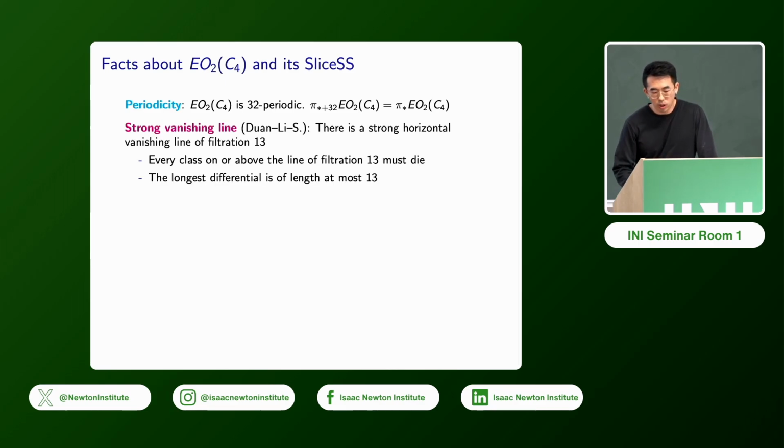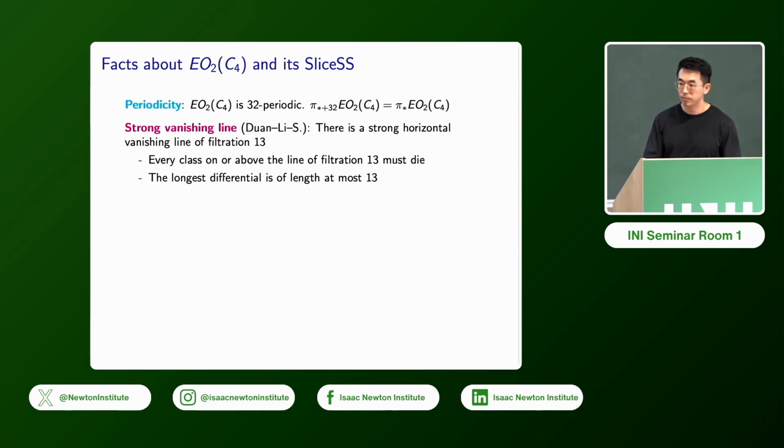There's also a strong vanishing line. So what I also know is that there's a strong horizontal vanishing line of filtration 13. What that means is that every class above the line of filtration 13 must die. That's what horizontal vanishing line means. What strong means is that the spectral sequence also collapses after the E13 page. So the longest differential in the spectral sequence is of length at most 13.